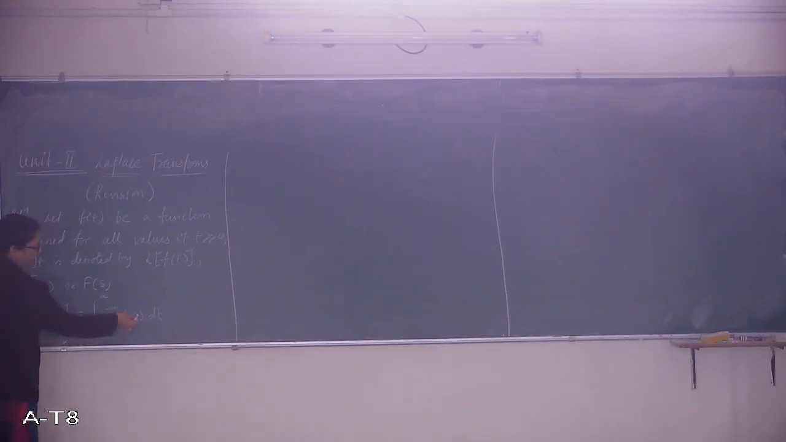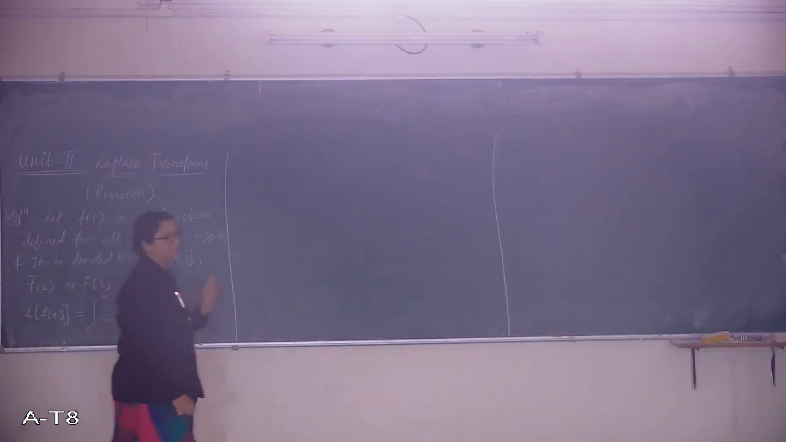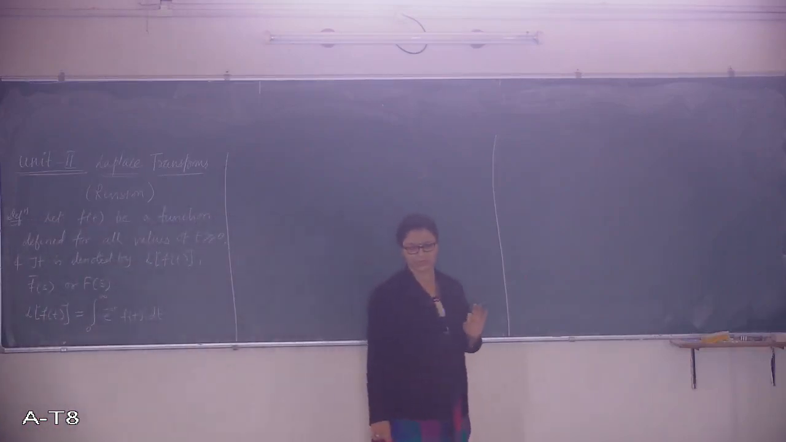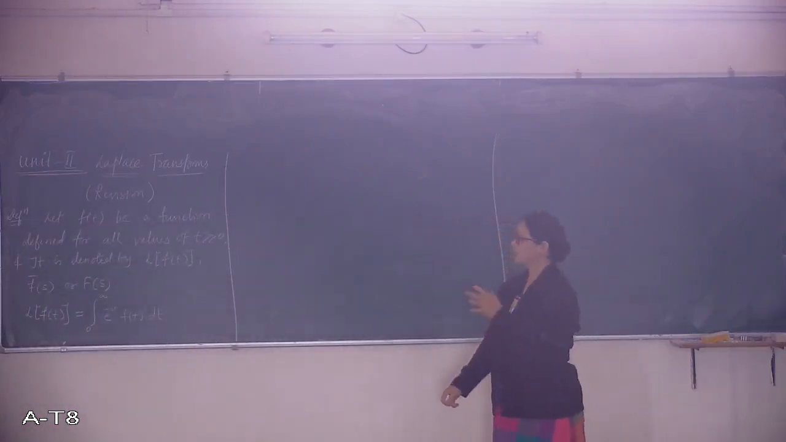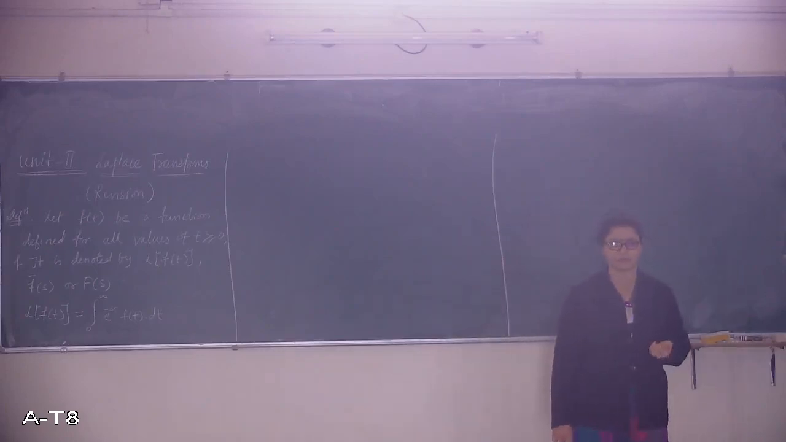So when you integrate, your integrand is e to the power minus st into f of t. It is a function of s and t, right? When you integrate and substitute the values, you get a function of s, which may be denoted by f bar of s or f of s. So this is the definition of Laplace transform. Now using this definition, we find out the Laplace transforms of functions.